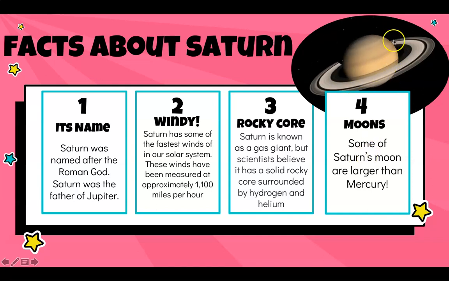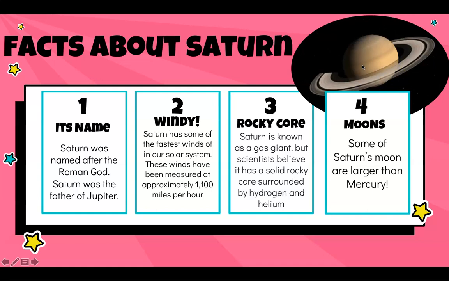Saturn is one of the windiest planets. It's not the windiest, but it's one of them. The winds in these top bands of clouds have been measured to be about 1,100 miles per hour. So pretty windy. Saturn is a gas giant, which means it's basically all clouds. But as with Jupiter, we believe that there is a solid core surrounded by gases of hydrogen and helium.